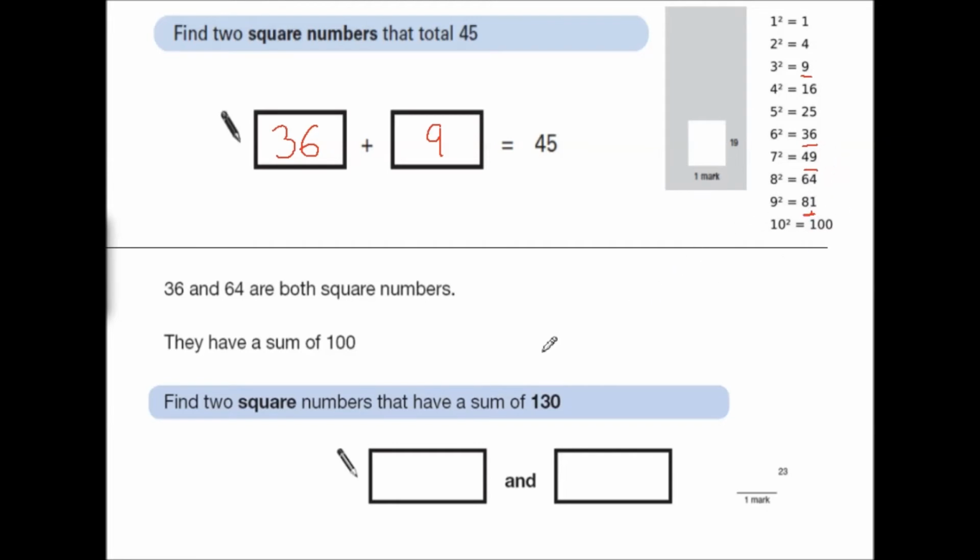So what about 81 and 49? You can use column method if you want to for this, or just do it in your head. 9 and 1 gives us 10, and I'll carry the 1 just up there. 8 and 4 gives us 12, plus the 1 that we carried, and that gives us 130. So that's correct. So 81 and 49, 9 squared and 7 squared, are going to be our answers there. Hopefully they were alright. Let's do a couple more.